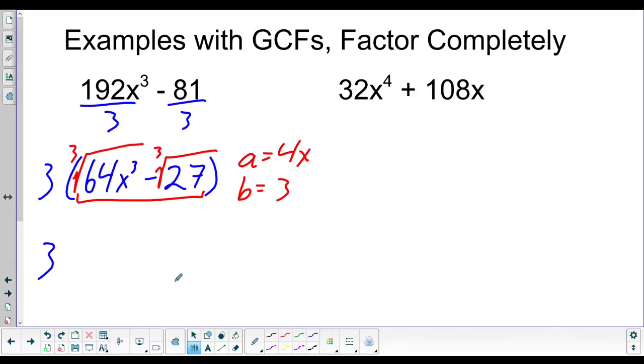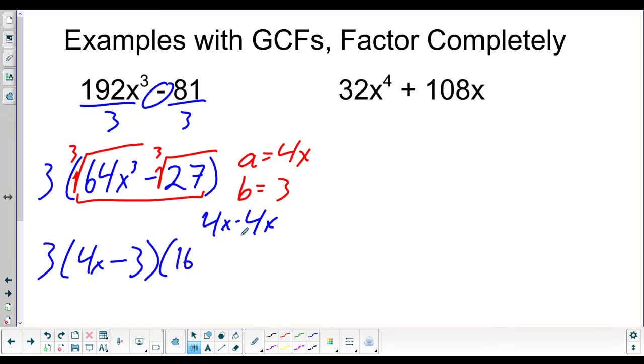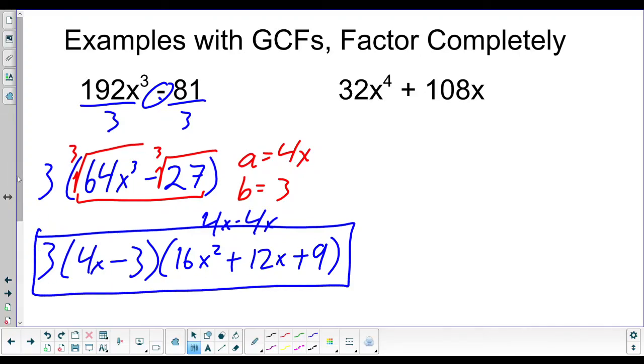Bring down your 3. It's your little brother. You can't forget it. So we're going to have A, same sign as what's on the inside, B. Then we're going to have A squared. 4x times 4x. 4 times 4 is 16. x times x is x squared. Opposite sign, so that's a minus. We're going to put a plus. A times B, 3 times 4 is 12. Bring down your x. Always plus B squared. 3 times 3 is 9. And there's your answer, including the GCF of 3 on the front.